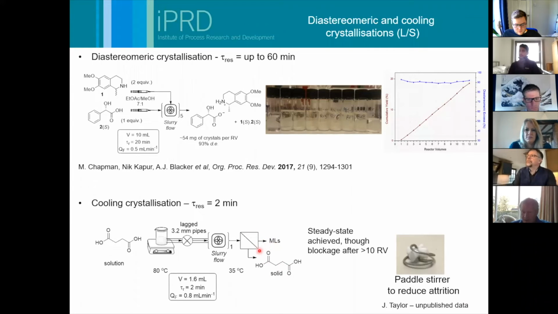And one thing that we did here was we wanted to avoid grinding of the crystals, so we modified the stirrer with a little paper clip here that was drilled through the stirrer, and that meant that it would act as a paddle wheel and prevented the grinding that you can get of the crystals in the reactor there, and that's unpublished data. Again, eventually it blocked after about 10 reactor volumes, but by then we had the data that we needed.